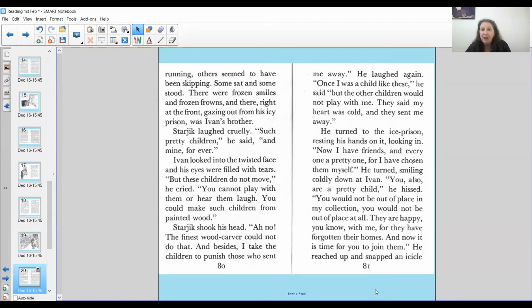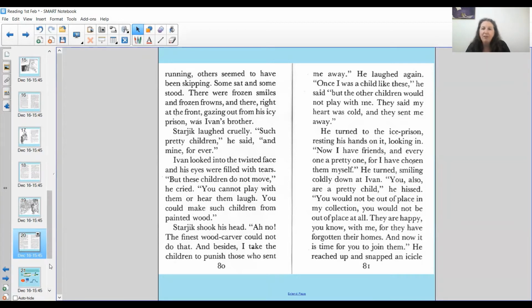"You would not be out of place in my collection. You would not be out of place at all. They are happy, you know, with me. They have forgotten their homes, and now it is time for you to join them." He reached up and snapped an icicle.